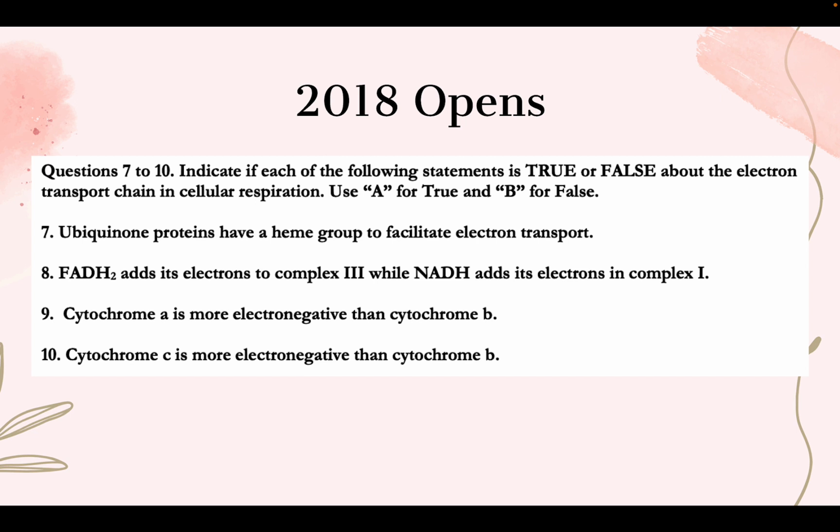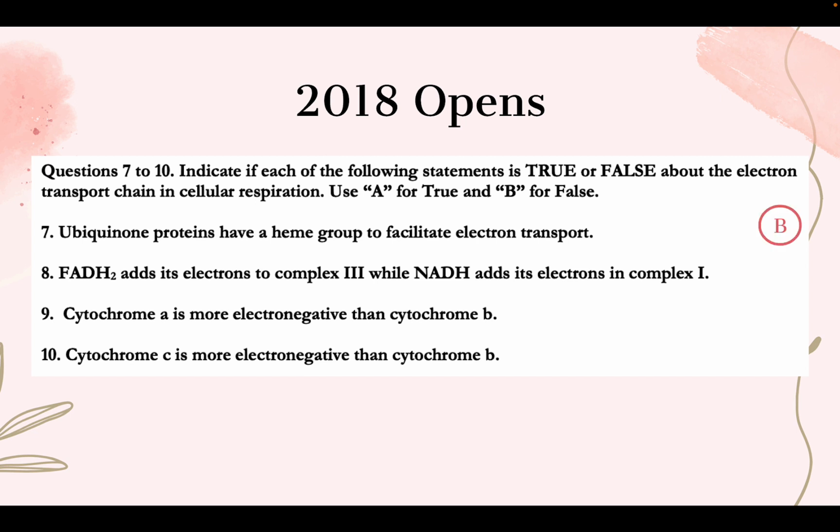Alright, take a second to look at this. This is technically 4 problems from the same test. We're going to see whether each of these are true or false. Let's look at number 7. It says ubiquinone proteins have a heme group to facilitate electron transport. If you remember, ubiquinone is Q. It's the one that's inside of the membrane. The description here matches cytochrome C, which is the other electron carrier, except it's outside of the membrane. What number 7 is describing is cytochrome C and not ubiquinone.